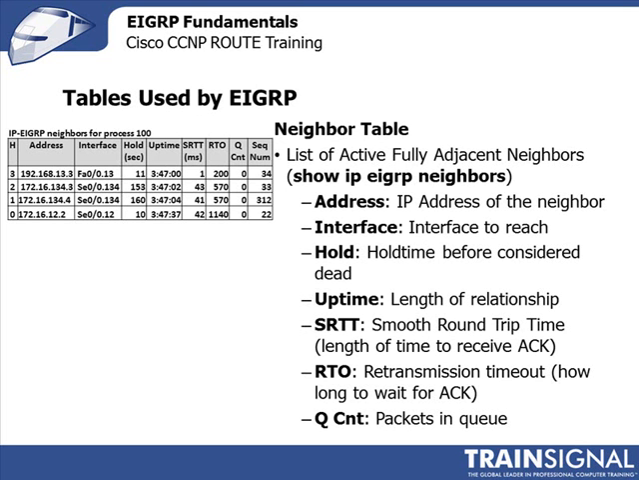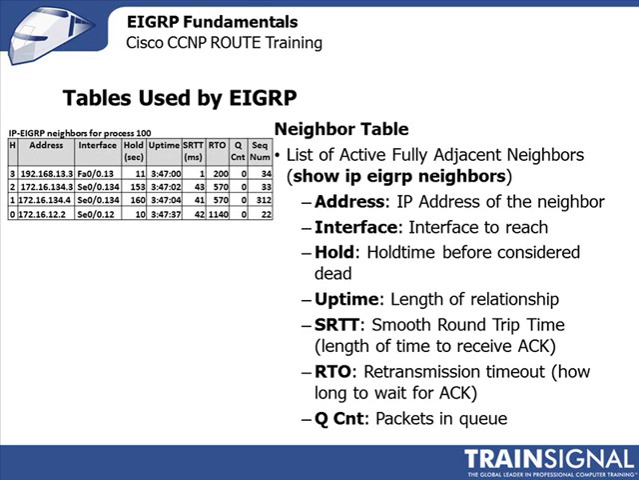To begin with, one of the tables that you need to keep in mind is the neighbor table. It is the list of fully adjacent, full relationship, between EIGRP neighbors. And the table, you can actually see it on the router by doing the show ip eigrp neighbors command, and it'll actually create a table very much like the one in the picture to the left. And then you can see there are a number of different aspects of this particular table, and you want to understand what each one of those means.